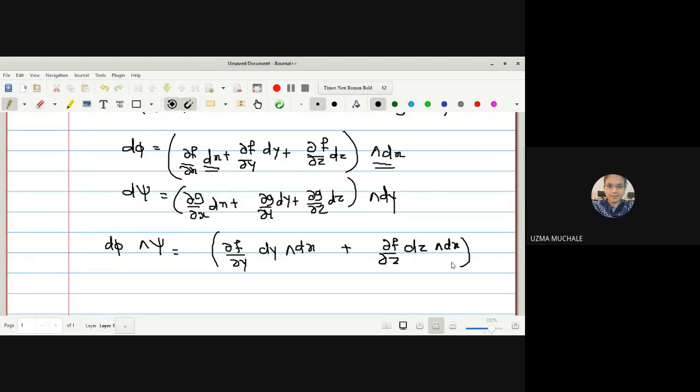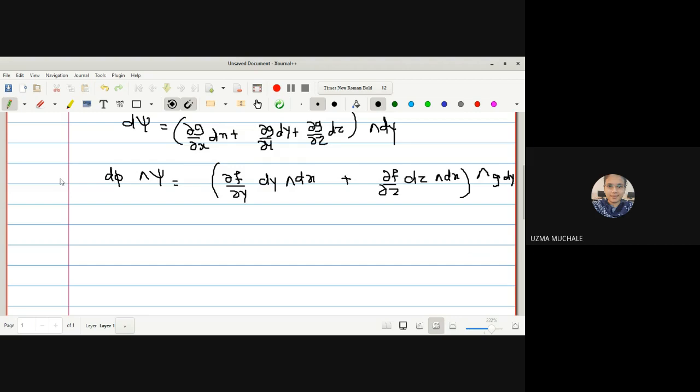Yes, does everyone agree with me? Any doubt for this step? Okay, simply we are evaluating the wedge product. So if I have evaluated this one, now wedge product with psi: what is your psi? It is nothing but g dy.